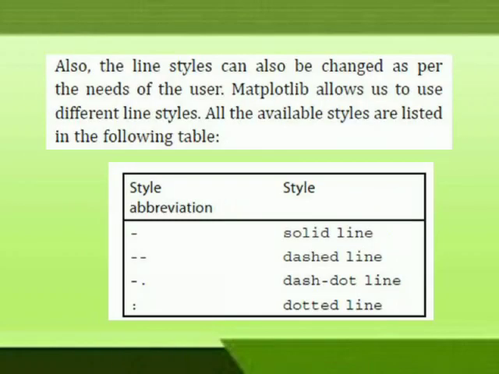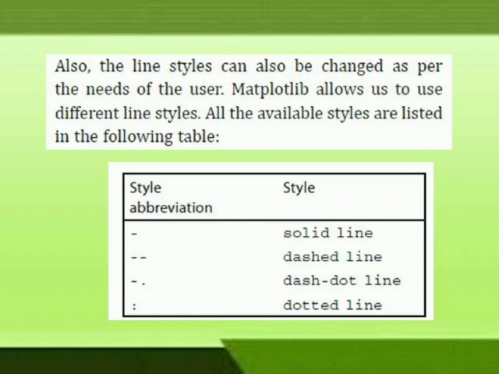We have done a number of programs in PyPlot to draw line charts, and all the lines were solid lines. But what if I want to change the style of the line? It is very much possible. The line styles can also be changed as per the needs of the user. Matplotlib allows us to use different line styles. All the available line styles are listed in the following table. By default, it is a solid line. If we don't mention anything, then a solid line will appear.